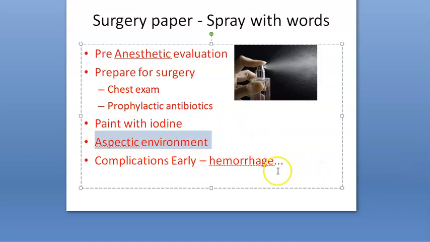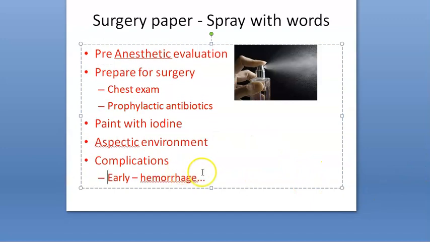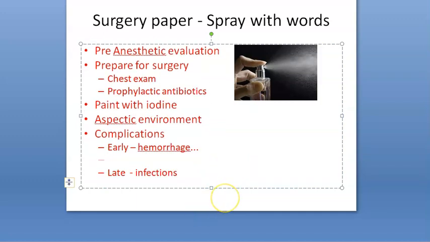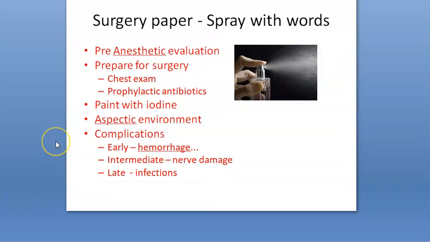There can be infection. Always write complications. Early complication means hemorrhage. Late complication you can write infection. Standard things, okay. What will you see in intermediate? Intermediate, usually you will see complications of nerve damage, okay. Any nerve damage if it has happened, etc. Then you can learn what is primary hemorrhage, secondary hemorrhage, reactionary hemorrhage. All those terminologies you should know, okay.